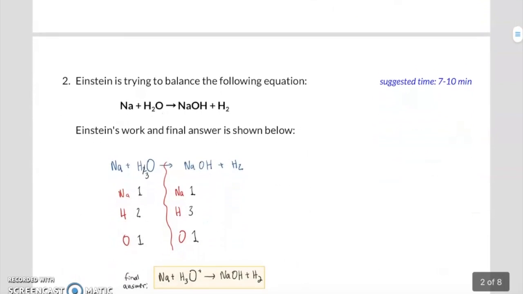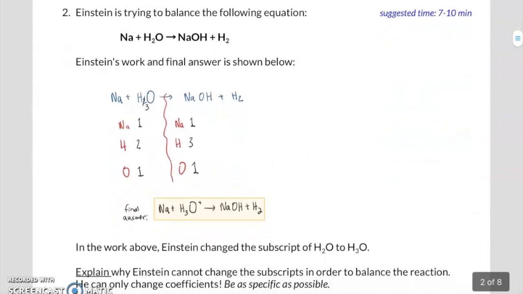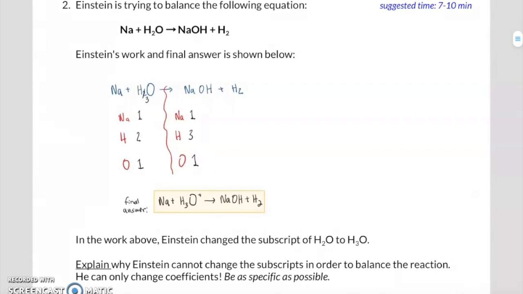Scrolling down, number 2 says Einstein was trying to balance this equation, and here was Einstein's work. And notice that Einstein has changed the subscript of H2O to H3O. Explain why Einstein cannot change the subscripts in order to balance the reaction. He can only change the coefficients, and be as specific as possible.